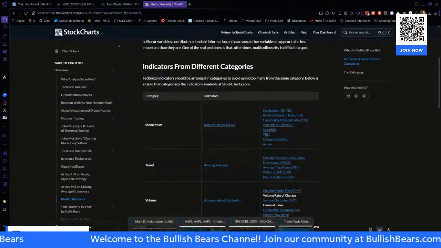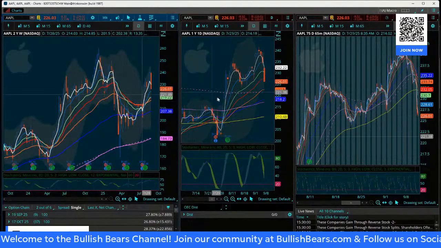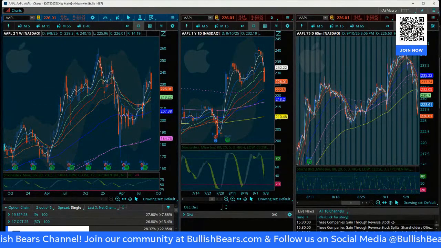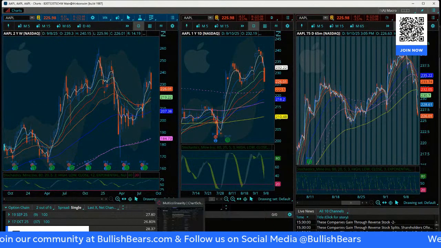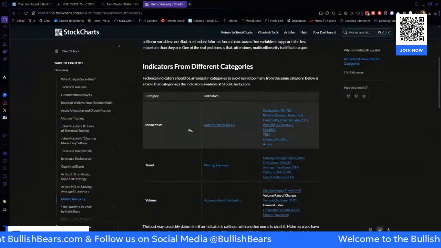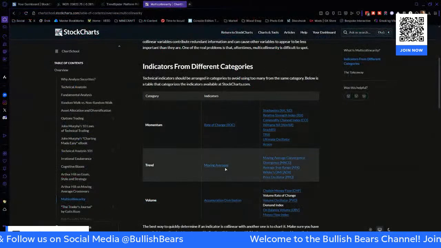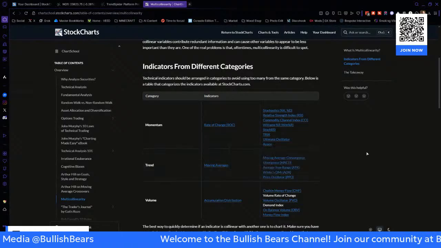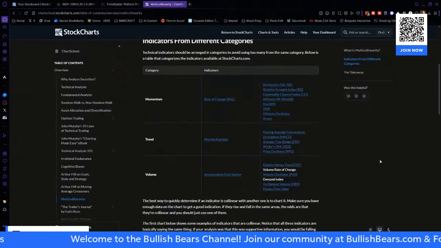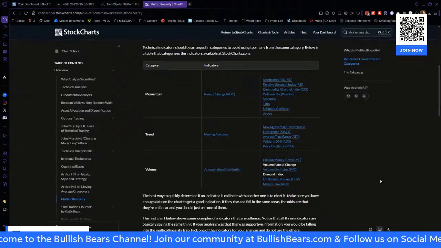When you go to build your chart, you'll want to think of those different categories and ask, do I have every category covered? There's one that they don't cover here that I would recommend adding, and that's volatility. Even if you're not going to trade options, you really want to know what the volatility is of the product that you're trading.